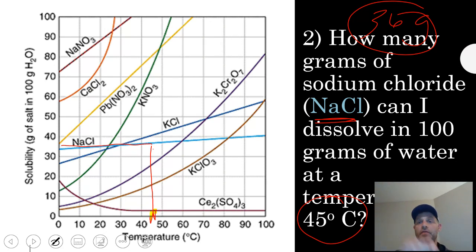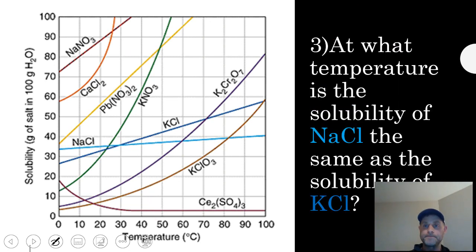Well, what happens if I put 38 grams? Now I'm over that, right? What happens if I put 50 grams? I'm over that. I'm supersaturated. What happens if I just put 10 grams? I'm under that. I'm unsaturated. But when I get right to that line, I'm at saturation. I'm full. I can't dissolve any more. Okay, two more. Here we go.